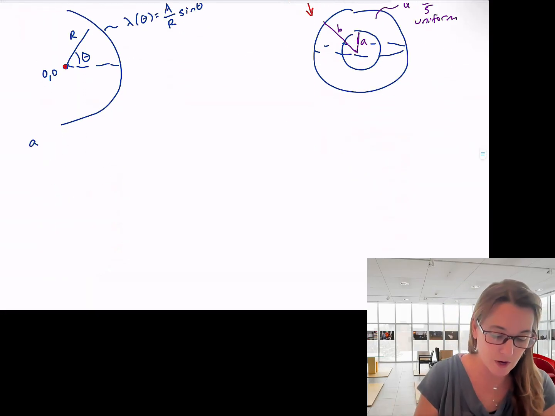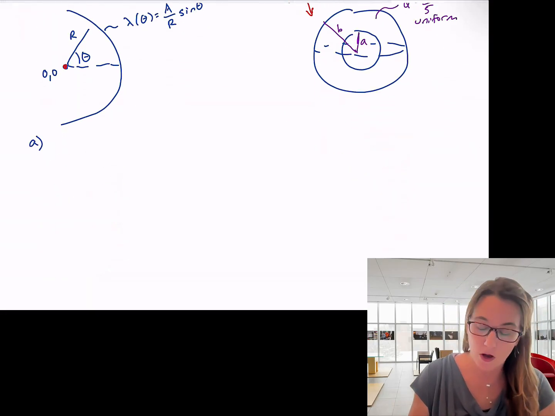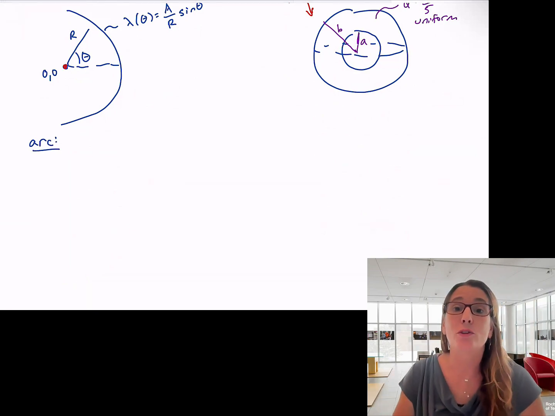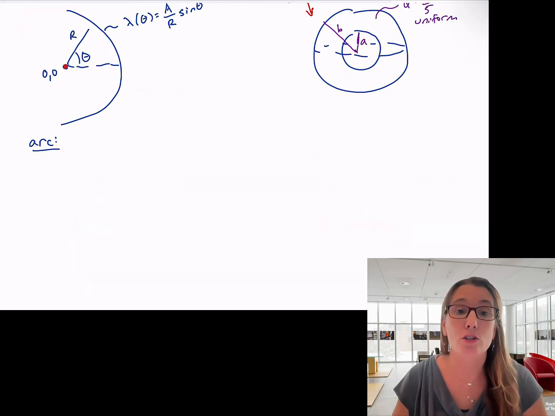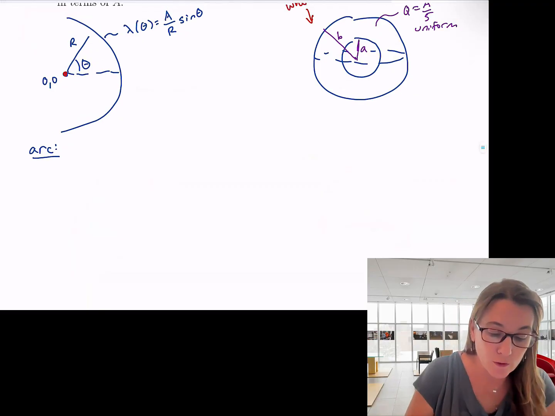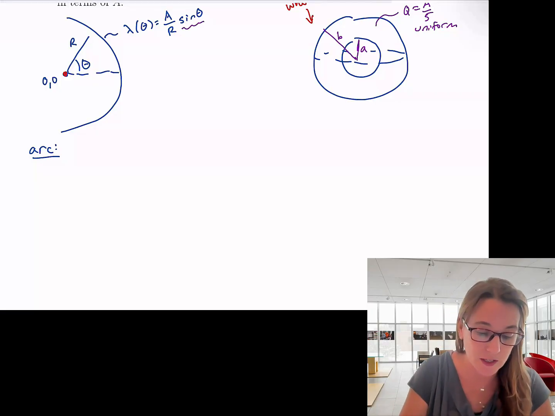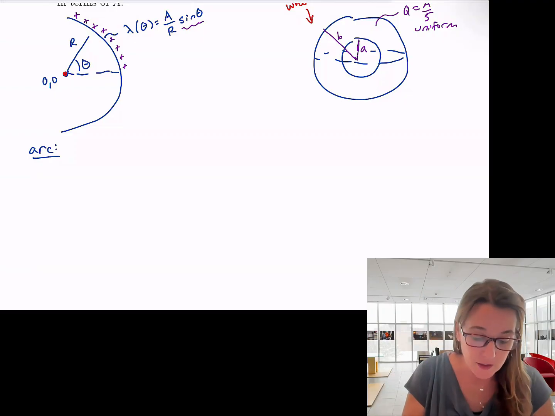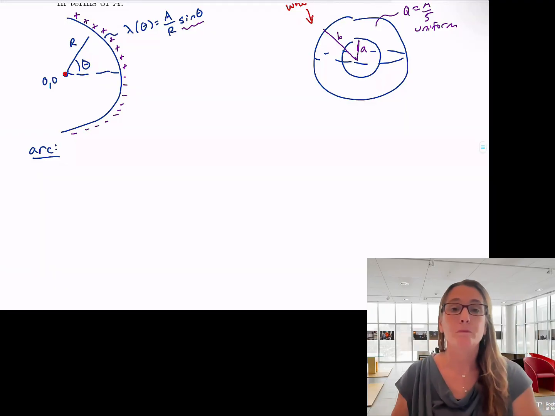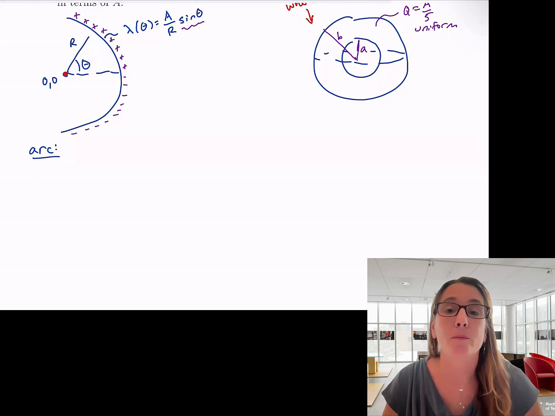So here we have, I'll just call this the arc. And in order to do this, this is just a continuous charge distribution problem. We want to visualize where the arc is positive and negative. So this function sine of theta is positive when theta is in the first or second quadrant, and it's going to be negative when theta is in the third or fourth quadrant. So we end up with that charge visualization.